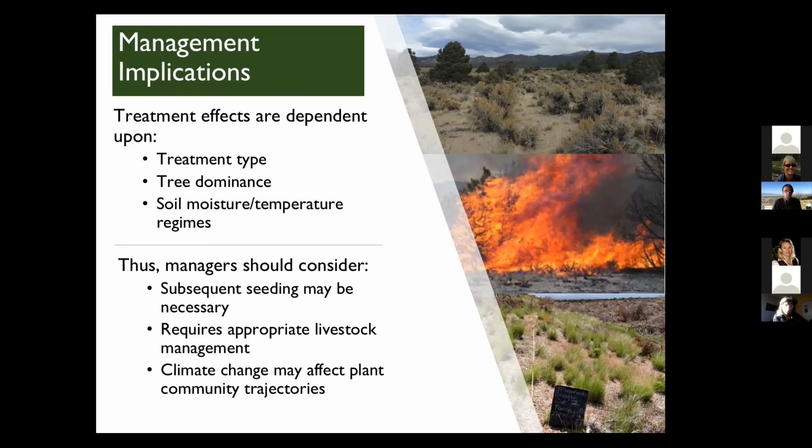And other things that managers might consider to mitigate some of these negative effects might be subsequent seeding after these treatments. As always, we should make sure that there is appropriate livestock management after these treatments to protect what you've invested in. And then as we've seen with the soil temperature and moisture regimes, climate seems pretty important here. And so any climate change is likely to further affect plant community trajectories.